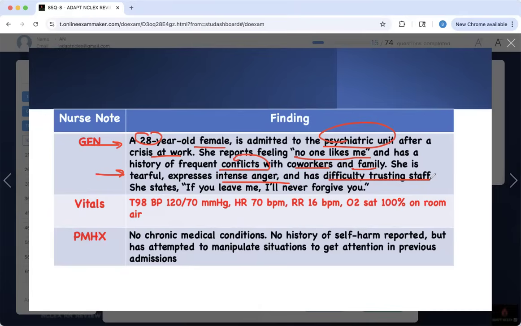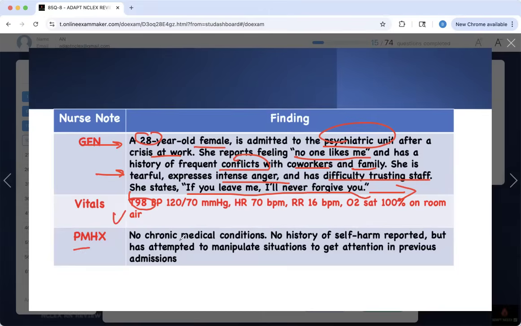She doesn't trust anybody. And she states, if you leave me, I will never forgive you. That's your diagnosis. Who will say that? She doesn't trust anybody, but she said, if you leave me, you the nurse, I will never forgive you. She wants you to be around. What kind of diagnosis is that? I told you. Personality disorder or whatever it is, you can figure it out yourself. Temperature, vitals, everything is normal.